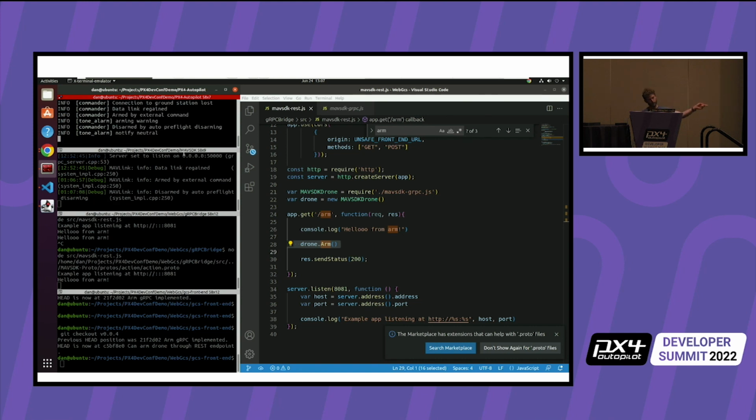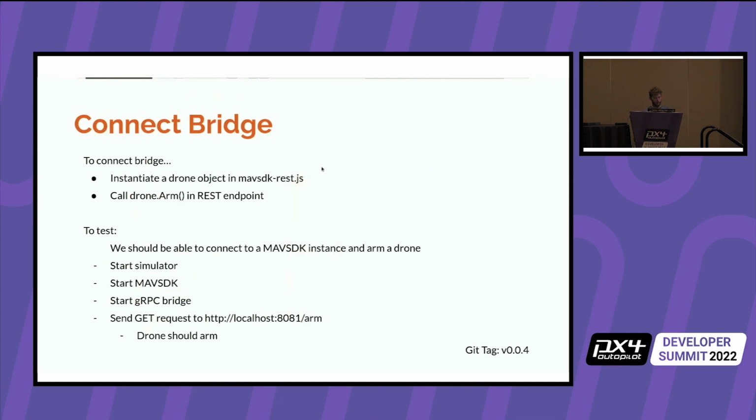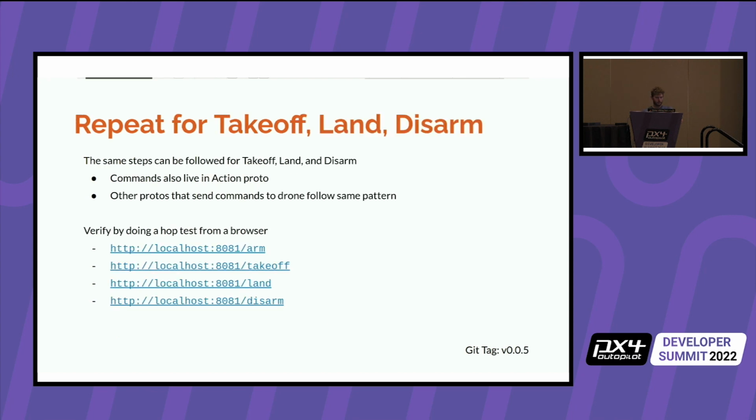We've got communication one direction, and it'd be a little more interesting if we could do just a little bit more. Fortunately, it's really not too hard, because the logic for takeoff, land, and disarm are the same because they all live in the same action proto file. If you look at their definitions, they all take an empty set of parameters. They all return the same success or failure. It's really easy to just extend this and do more. So it's kind of fun. We've been working on this for 30 minutes now, and we are already ready to do a hop test.